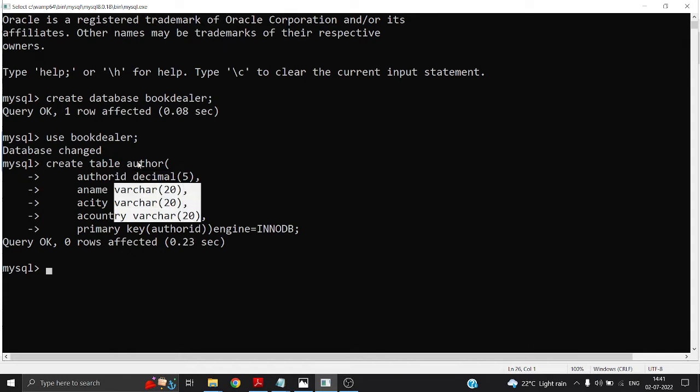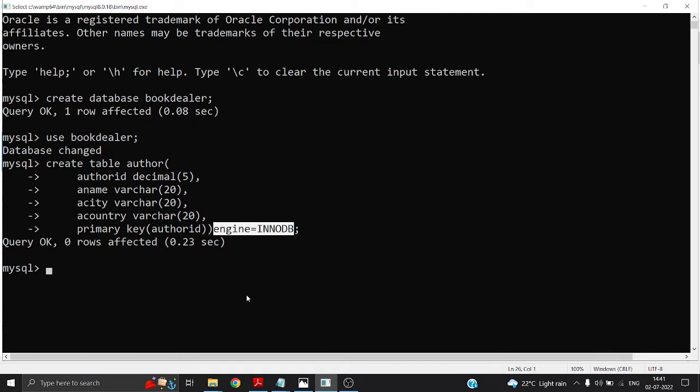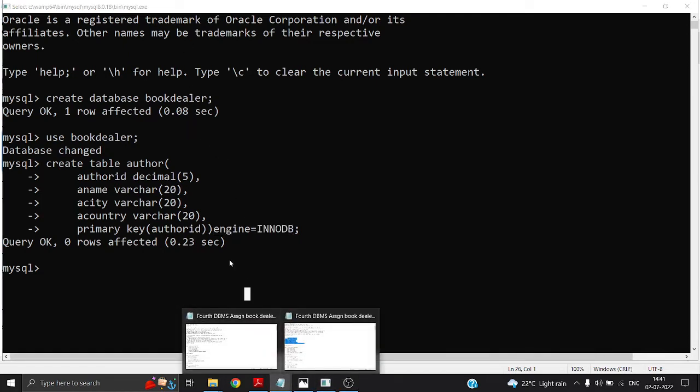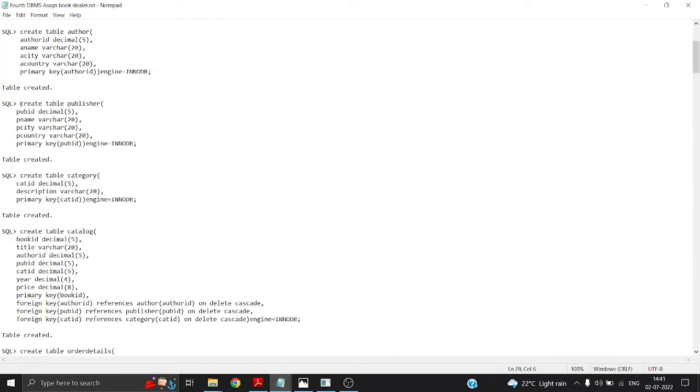In this author table, we have the primary key as author ID. So this engine equal to INNODB is mandatory for MySQL so that foreign keys can work properly. So now the first table has been created. Now again we will proceed to the next table. The next table is about creating the publisher.